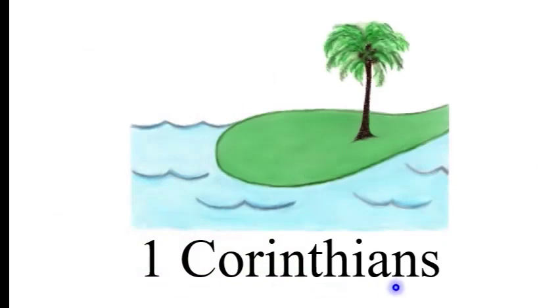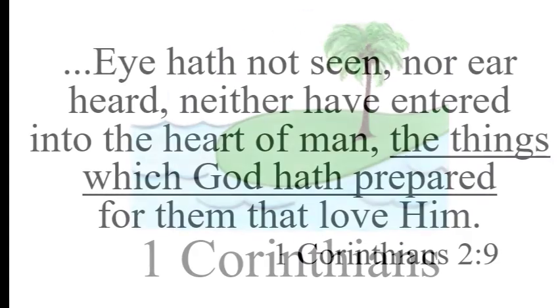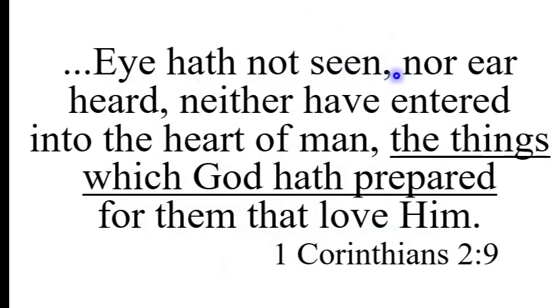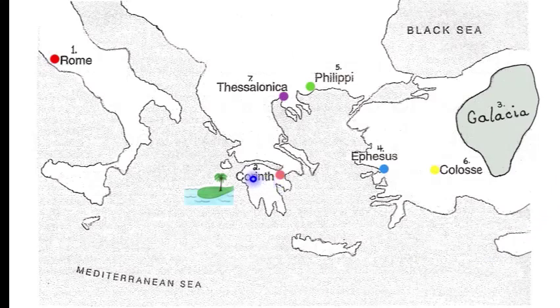The icon for 1 Corinthians is one palm tree on a peninsula, because the Bible says, "Eye hath not seen, nor ear heard, neither have entered into the heart of man the things which God hath prepared for them that love him." 1 Corinthians 2:9. The city of Corinth is located on the right side of a peninsula, almost an island, in the Mediterranean Sea.